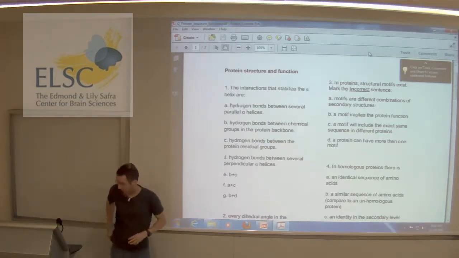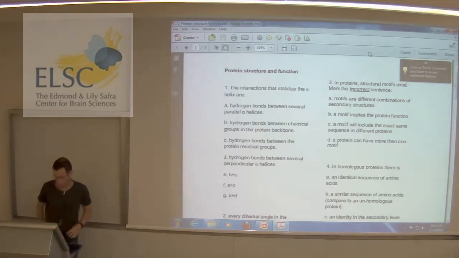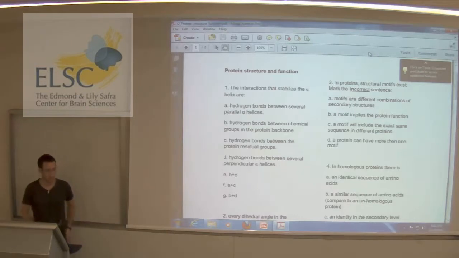The interaction that stabilizes the alpha helix. What are these interactions? So what do you think? Let's start one by one. A, hydrogen bonds between several parallel alpha helices. What do you say? No, this is not correct. Hydrogen bonds between chemical groups in the protein backbone. So this is correct. And you have also hydrogen bonds between protein residual groups, and hydrogen bonds between several perpendicular alpha helices. So what is the final answer here, you think? B, right.